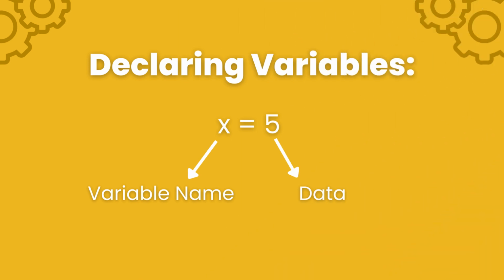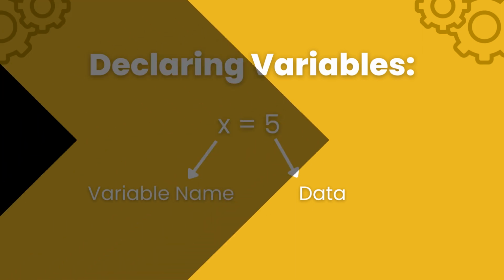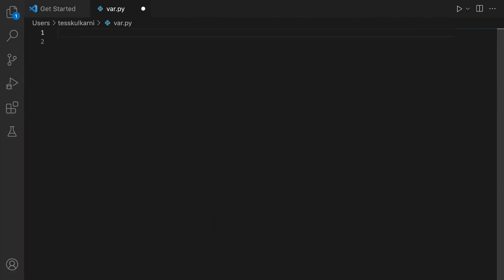Now, how do we declare variables? If I wanted to create a variable x and store the value 5 in there, I would simply write x equals 5. Yes, it's that simple. To declare a variable, you just write the variable name, write an equal to sign, and write the data you want to store.